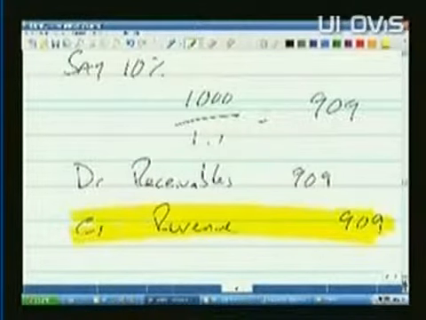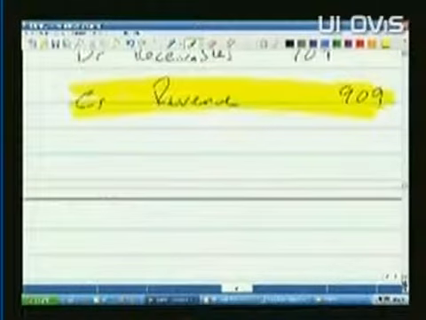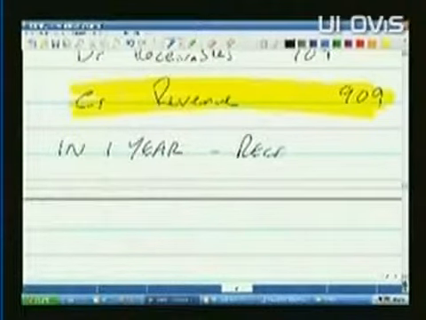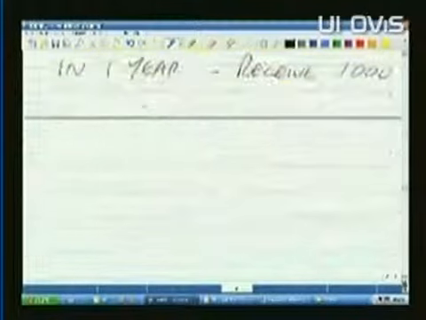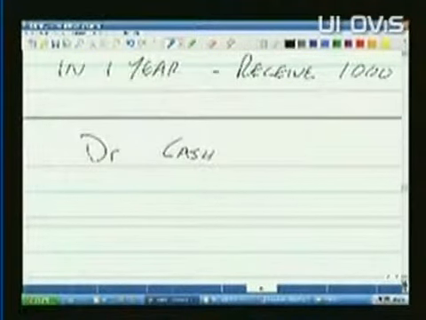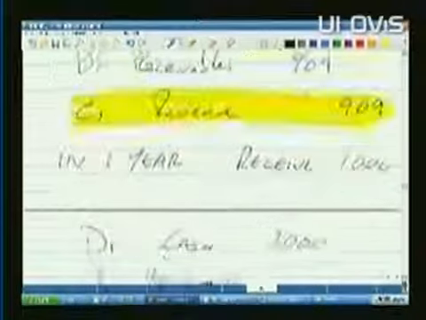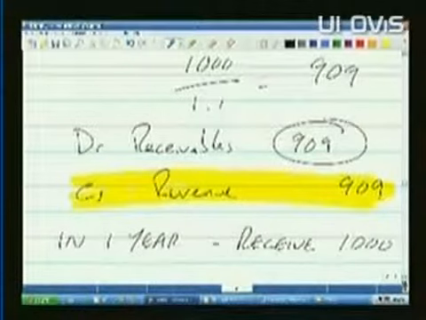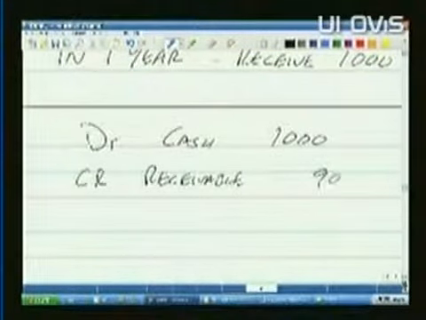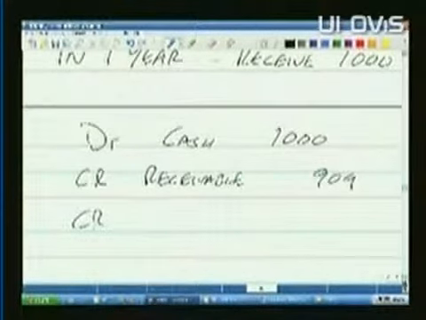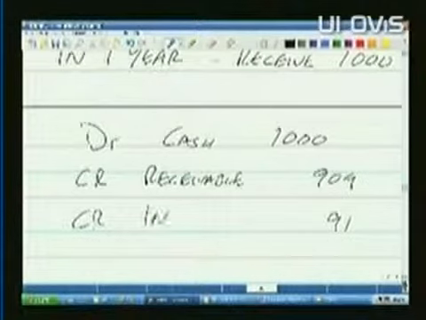The question then remains of what happens next. Well, in a year's time, they're actually going to receive 1,000. So we need a debit cash of 1,000. We then need a credit to the receivable. Well, the receivable is currently 909, so we can only credit the receivable with 909. So at the moment, my debits don't equal my credits, which, as we all know, is a very, very bad thing to happen. So we need to force balance it. And that balance of 91 would actually go to interest income.